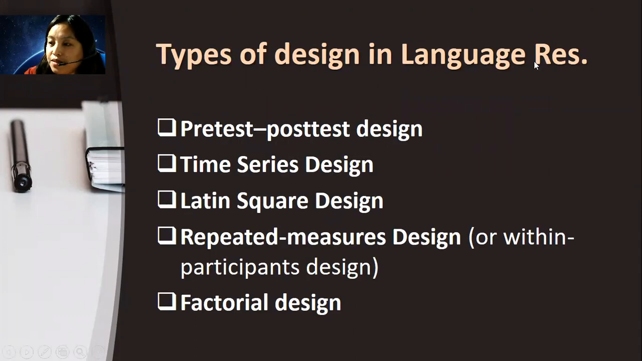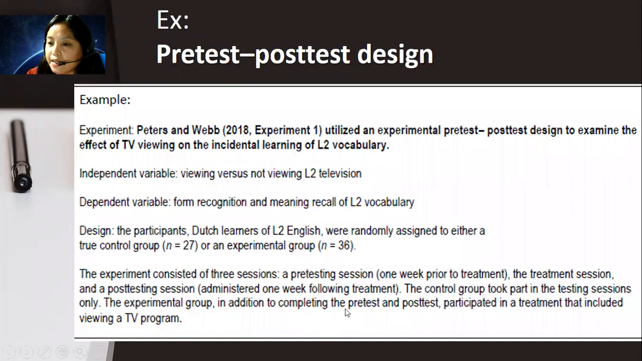The types of design in language research. So this is the type, meaning the sub-kind that we can use during our experiments: pretest, post-test design, time series design, Latin square design. This is the one that I'm confused about, the Solomon four-group design, repeated measures design or repeat participant design, and factorial design.